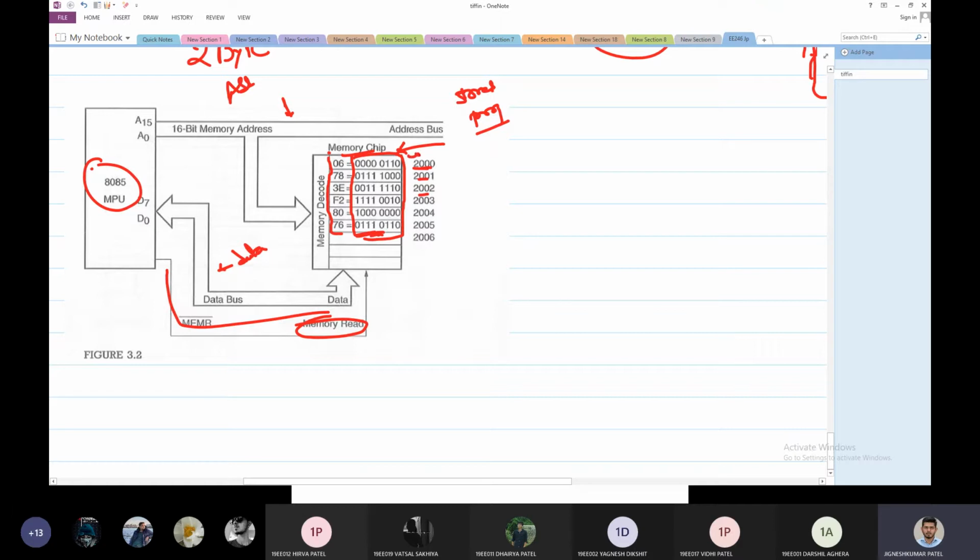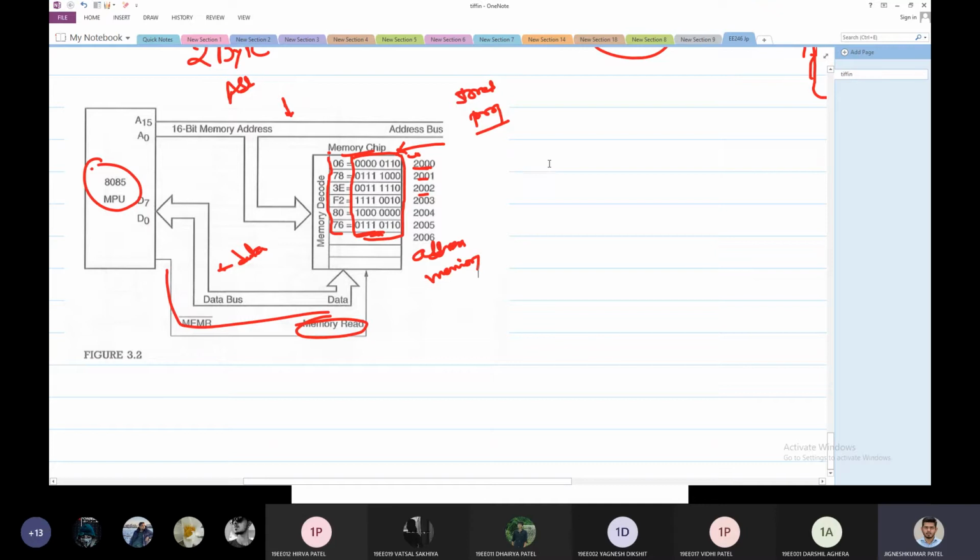These are the addresses of the memory. Like, you have a society, and inside a society you have house numbers. Same way, this is a memory chip, and inside a memory chip there are n number of locations. So n number of locations must be uniquely addressed. So these are the addresses. So I can say on address 2000, 06 is stored. On 2001, 78 is stored. Same way 2002 is 3, and 2003 is F2.